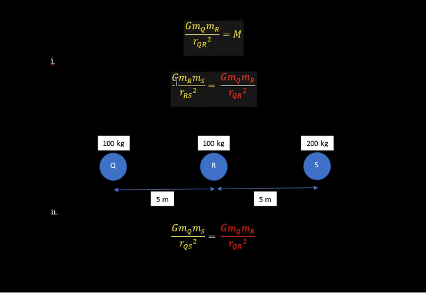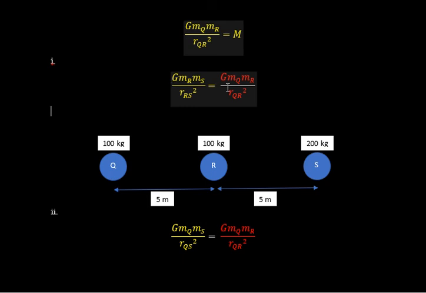As I said, the first section wants us to find the gravitational force between R and S. On the left in yellow is the equation for gravitational force between R and S: G mR mS divided by rRS squared equals, in red, the equation for M. Now we need to check if they are balancing with each other. Here we have the distance for RS, here we have the distance for QR. QR is 5 meters, RS is 5 meters. They are equal.